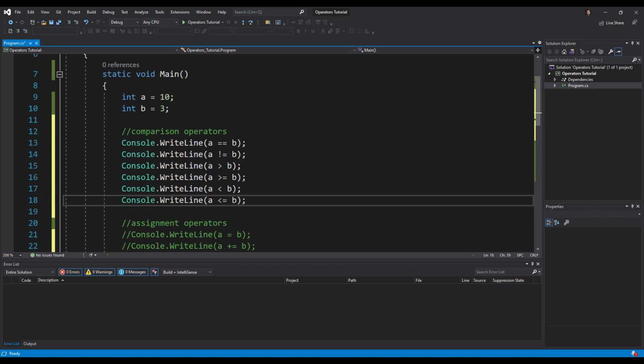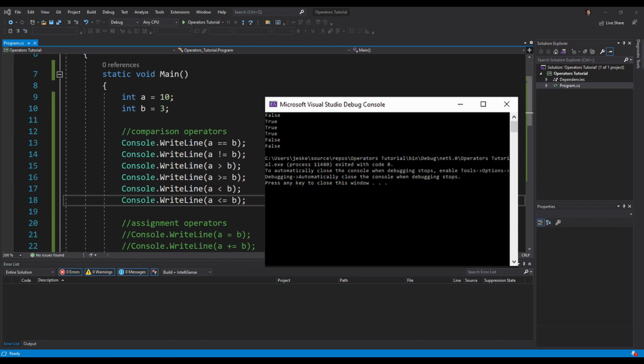And a comparison operator allows us to compare two variables or two hard-coded values. So if I run this, what a comparison operator does is it returns a true or false statement. a == b is asking the system, hey, does a equal b? Well, a is 10 and b is 3, so they don't, so it returns false.